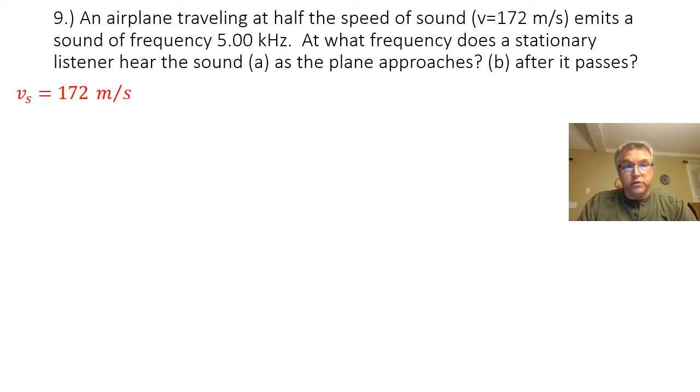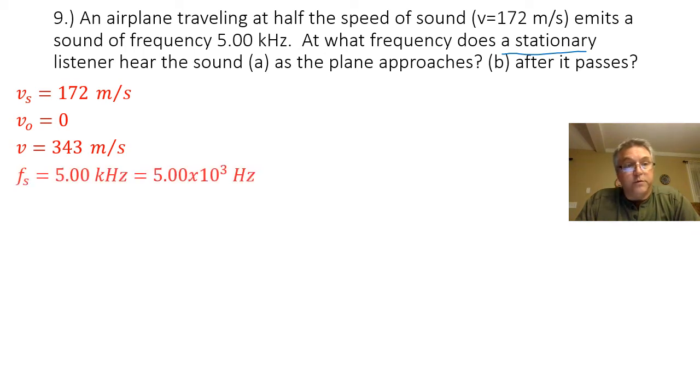172 meters per second. The observer is stationary, so the velocity of the observer is 0. The speed of the sound wave is going to be 343 meters per second because we are not specifying a temperature or speed of sound. So that is going to be 343 meters per second. We're assuming room temperature. And the frequency emitted by the source is 5 kilohertz, or 5.00 times 10 to the third hertz.